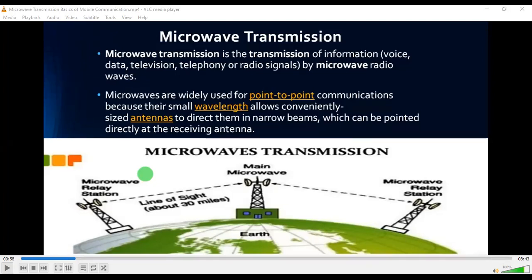And another propagation system is the line of sight communication system. So here are the microwave transmissions. For microwave transmissions, microwave relay systems, and line of sight communication systems, about 30 miles is the distance between the main microwave transmitting and receiving antennas and the microwave relay stations. So what is a relay station? A relay station is basically a kind of receiving and transmitting station, which receives the signal, amplifies it, and transmits it over a long distance to cover a long area.